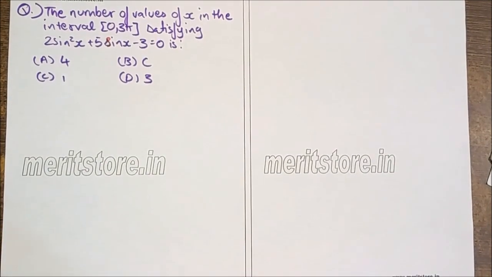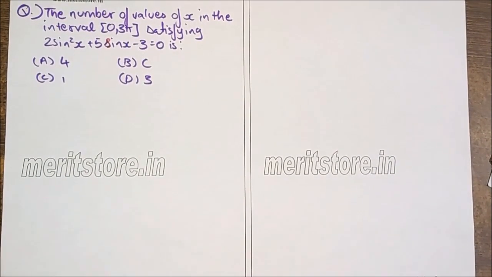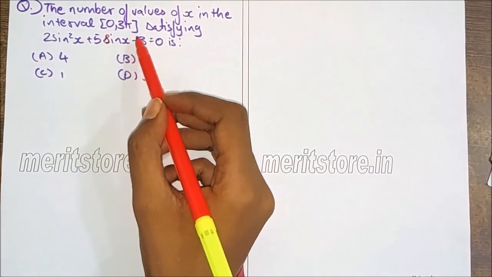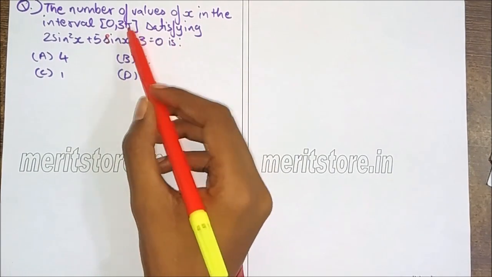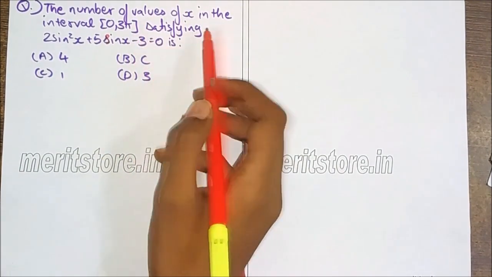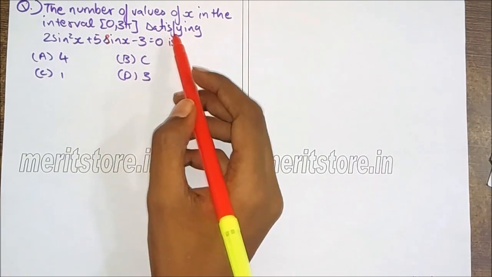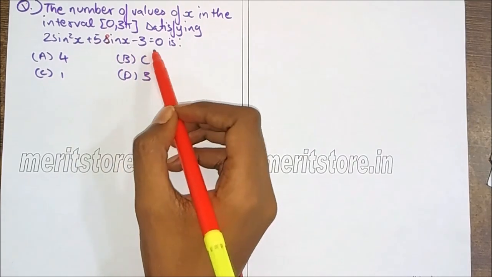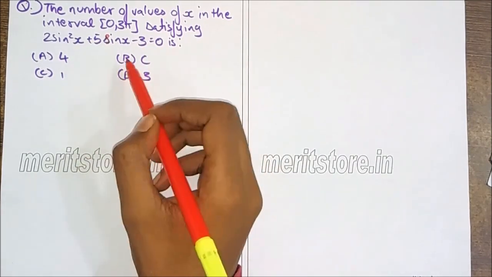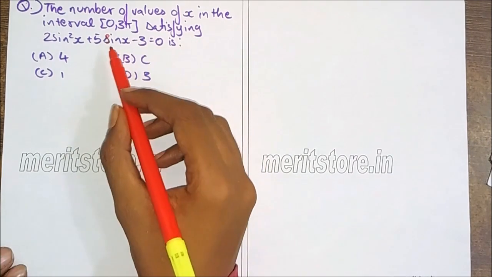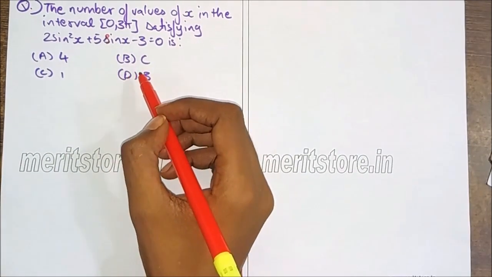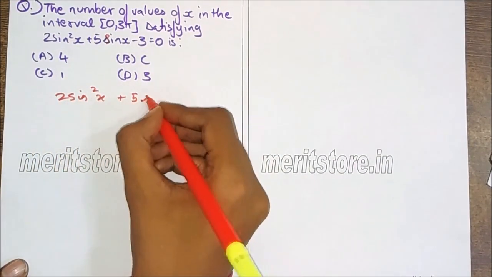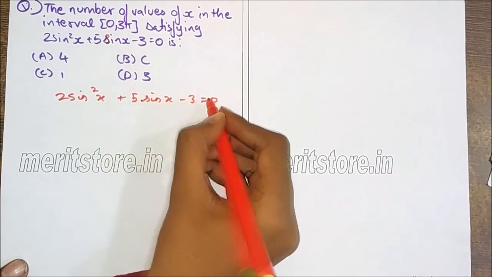Now we'll look into the questions of the chapter Trigonometric Functions. The question is: the number of values of x in the interval 0 to 3 pi, that is 0 to 3 pi radians, for angle x, satisfying the equation 2 sin square x plus 5 sin x minus 3 equals 0 is, these are the options. So first we'll simplify the equation: 2 sin square x plus 5 sin x minus 3 equals 0.